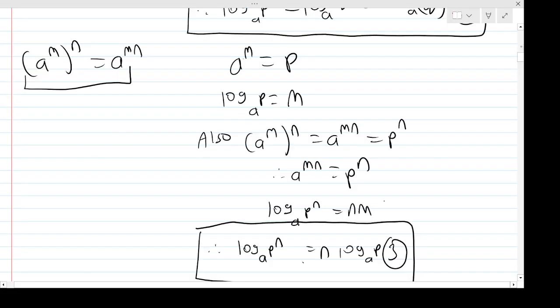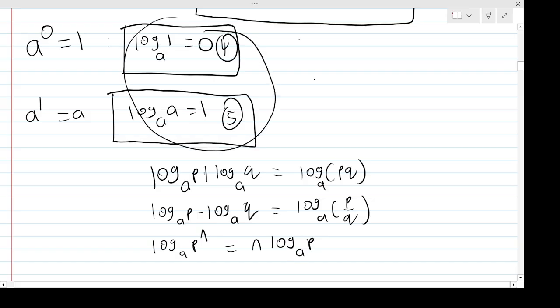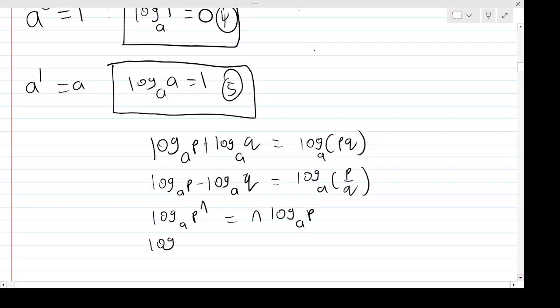My third one was log A of P, but that's to a power N. I can bring the N outside the log. And my fourth one and my fifth one: I'm going to do the fifth one first. So log A of A equals 1 and log A of 1 equals 0.